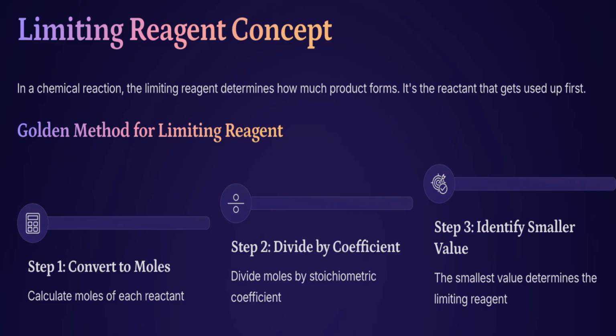Now comes the most important application, limiting reagent. The limiting reagent concept is key, as it determines how much product forms in a chemical reaction. The limiting reagent is the reactant that is completely consumed first, and thus determines the maximum yield of the product. The golden method involves 3 steps: convert to moles, divide by coefficient, and identify smaller value. That smaller value controls the reaction and shows you the limiting reagent.